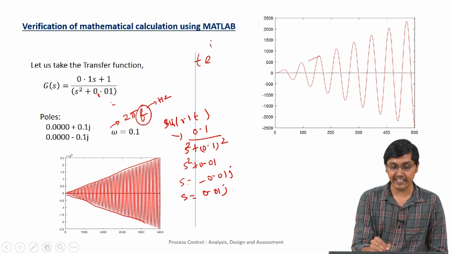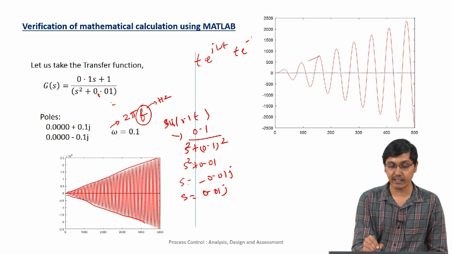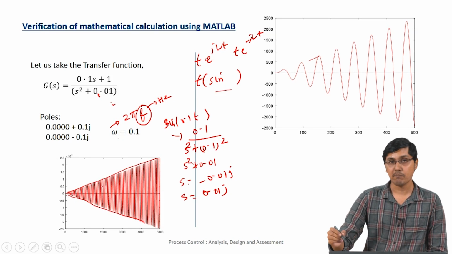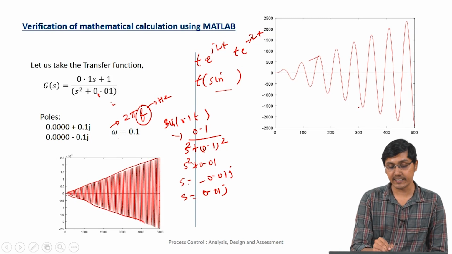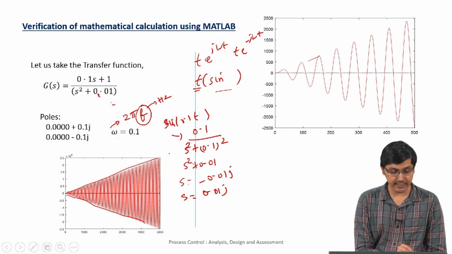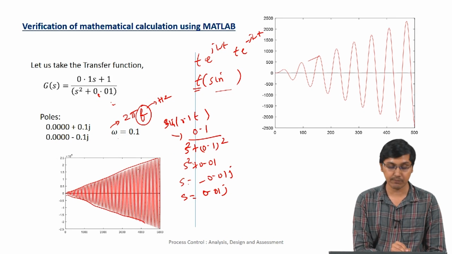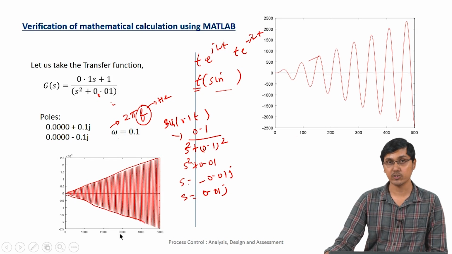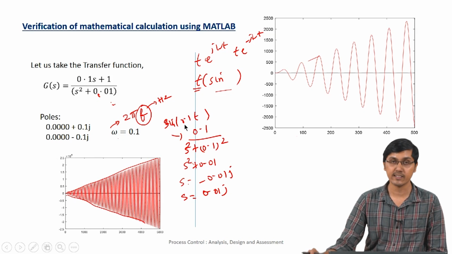So we get t into e power j omega t and t into e power minus j omega t, which can be simplified into some t into sine something. So the sine wave is still there, but the amplitude of this is increasing with respect to time. When time tends to infinity, this also tends to infinity, and this is proportional to the time. So it's a straight line, a linear thing. This is called resonance. This concept itself is called resonance.